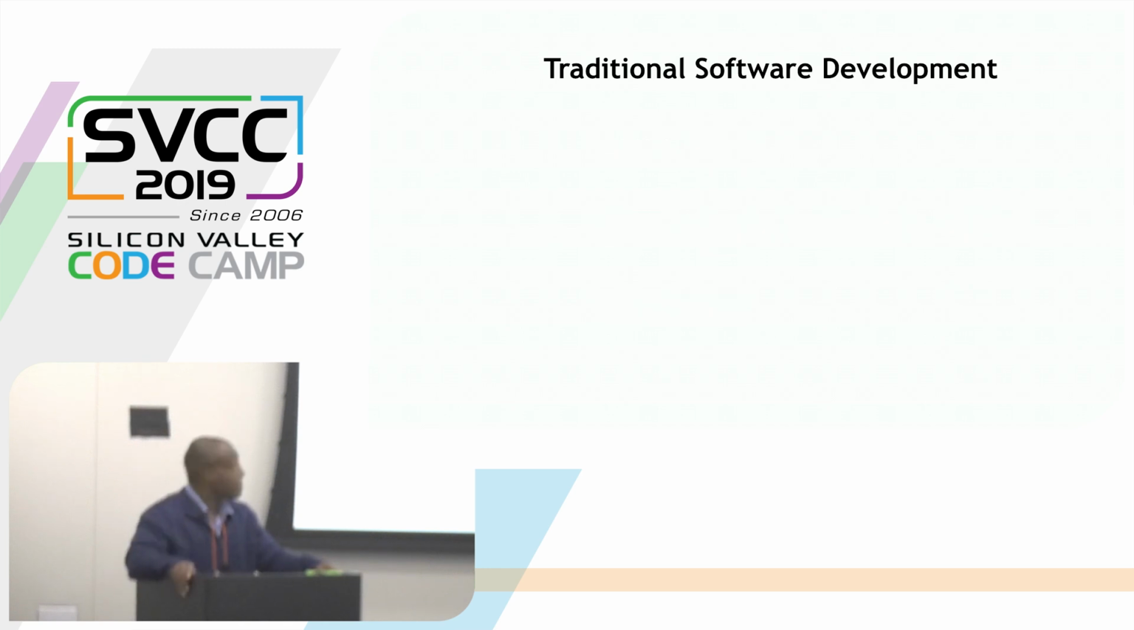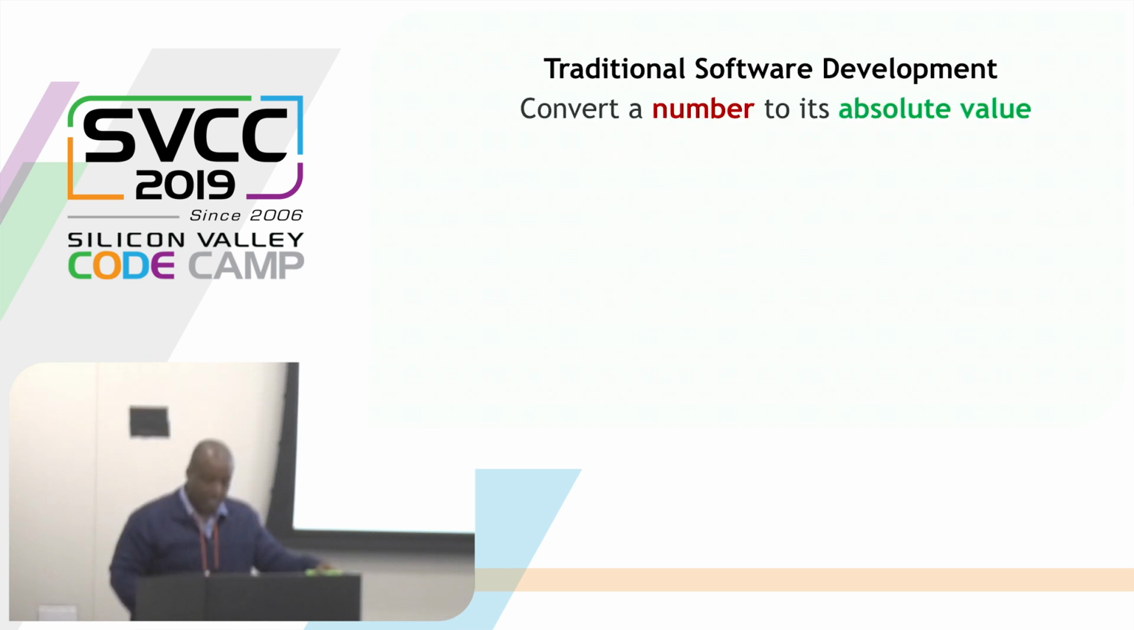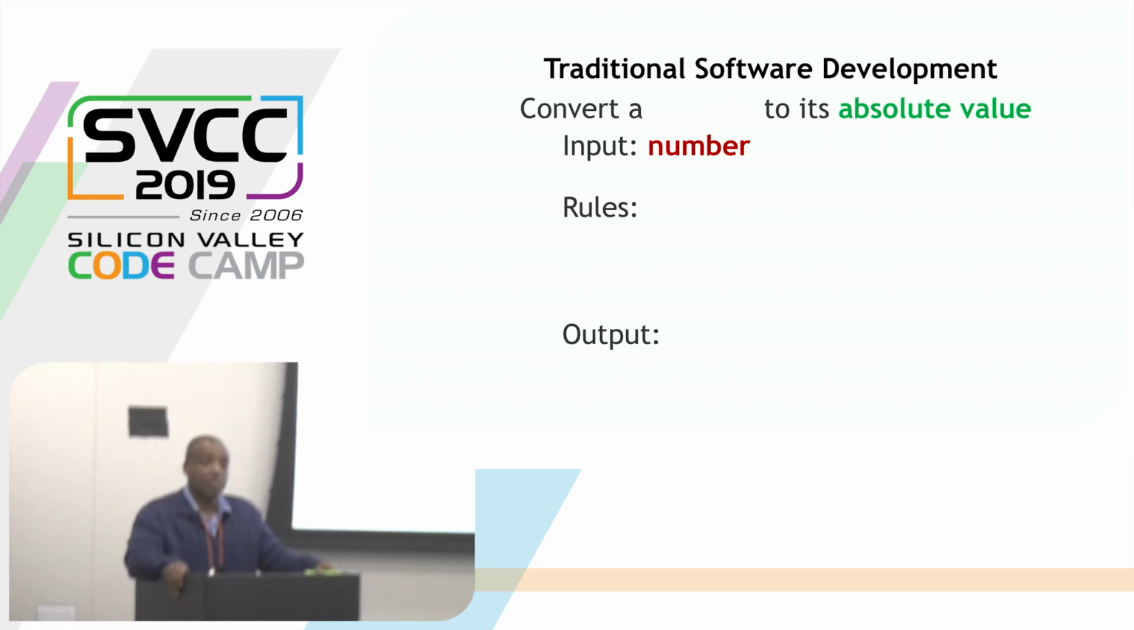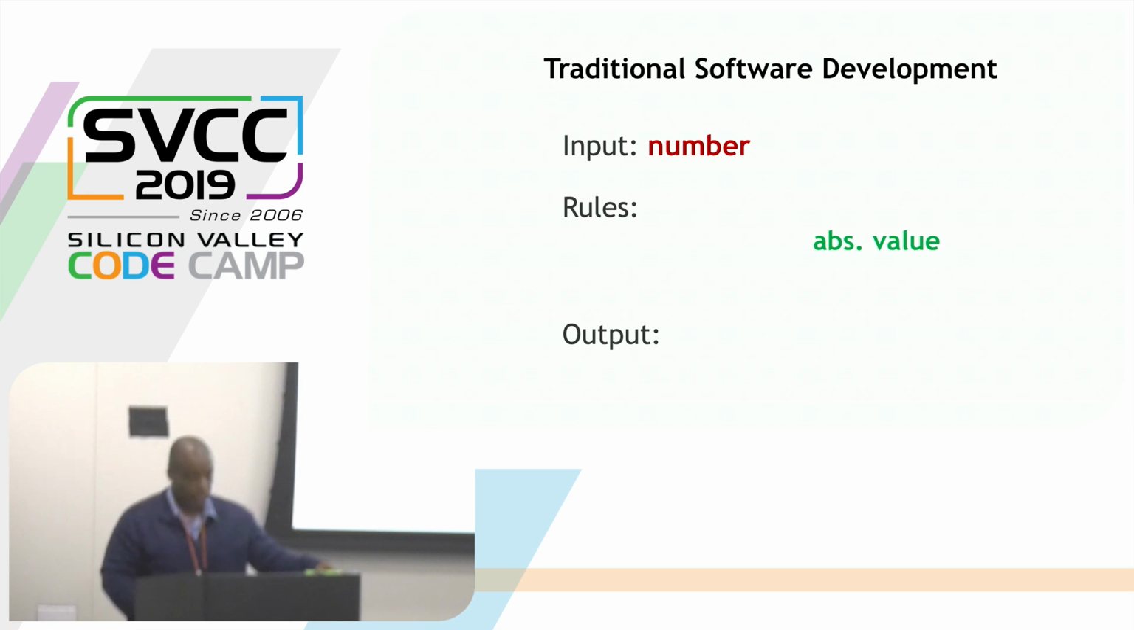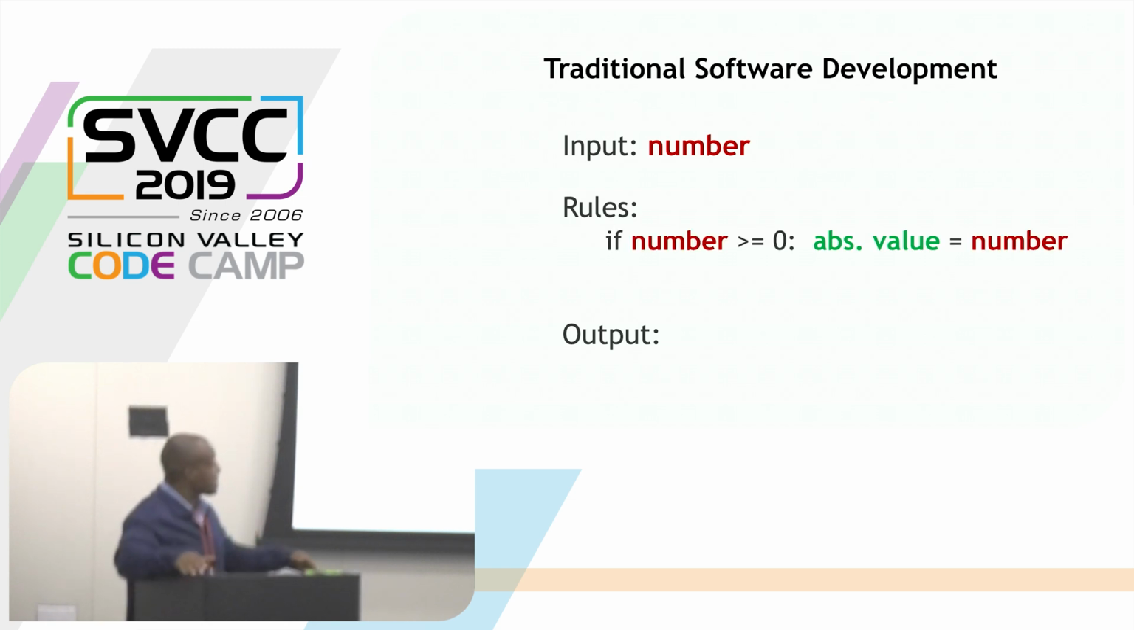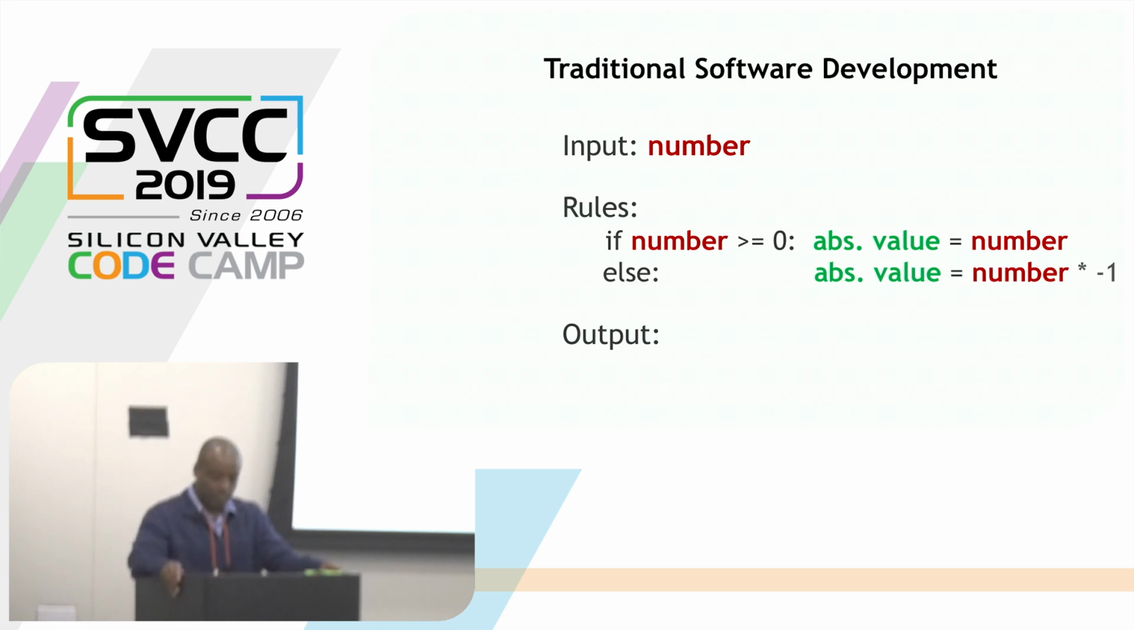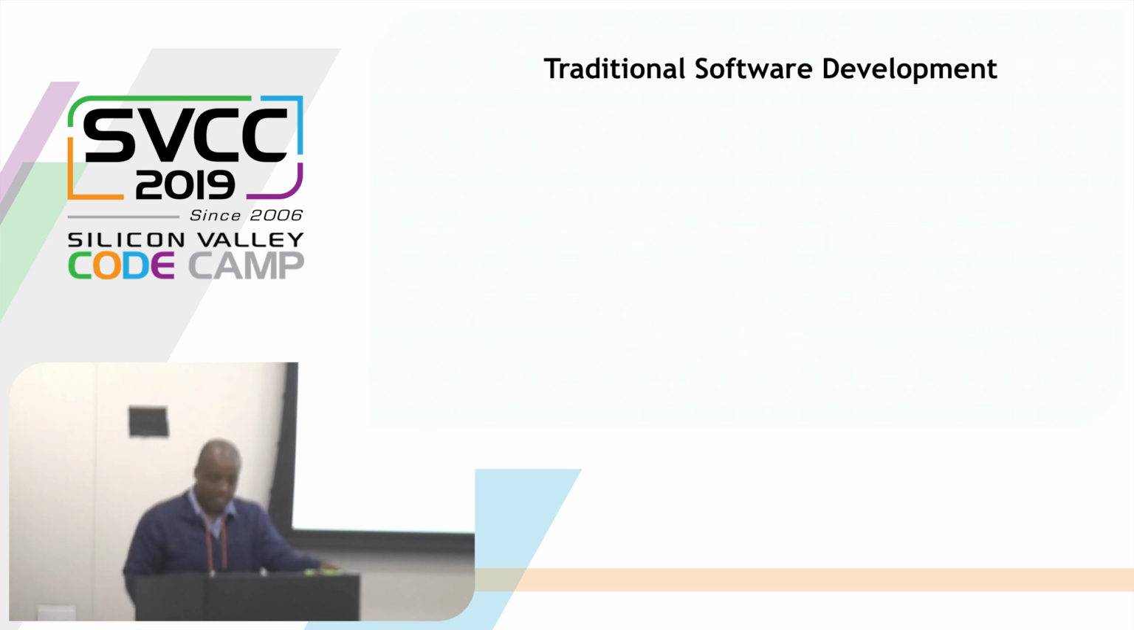Give you another example. If you wanted to write a little app to compute the absolute value of a number, again, you have the input. It's your job to learn the relationship between the input and the output, and in this case, it would be rules. For example, one rule might be, if the number is greater than or equal to 0, the absolute value equals the number. Otherwise, the absolute value equals the number times -1. That's typically how we would do it.